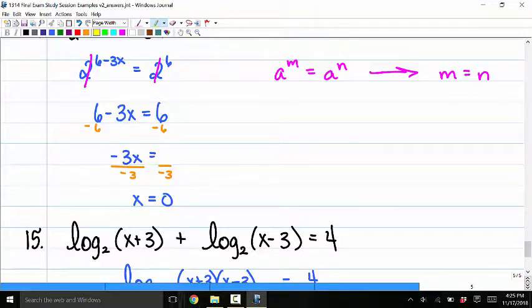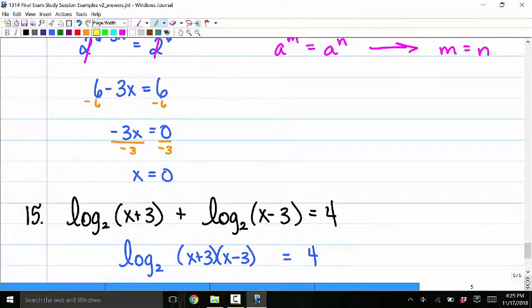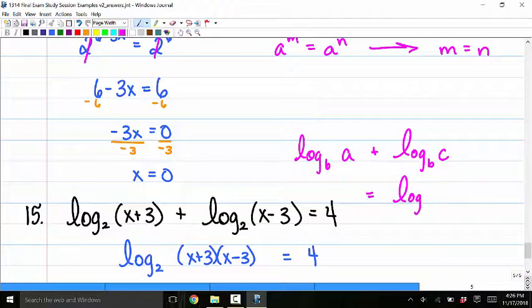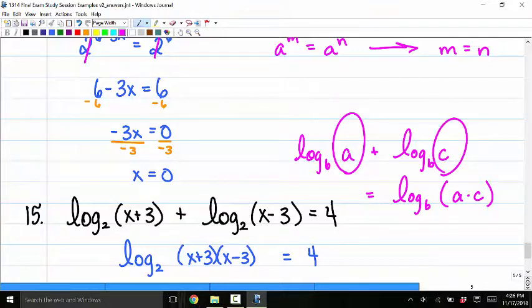Last one is number 15. Log base 2 of x plus 3 plus log base 2 of x minus 3 equals 4. I want to get one log here on the left, and I notice that I have the sum of two logs. So I'm going to use the property that log base b of a plus log base b of c is equal to log base b of a times c. You're multiplying the two arguments.